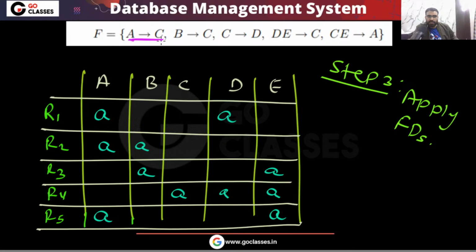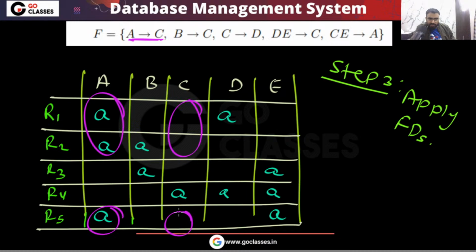You can see A determining C. What it means? It means that whenever 2 tuples have same A value, they must have same C value. Okay, so you can easily see that these tuples, they have same A value, so they must have same C value. Okay, but you can notice I don't know what is the C value.